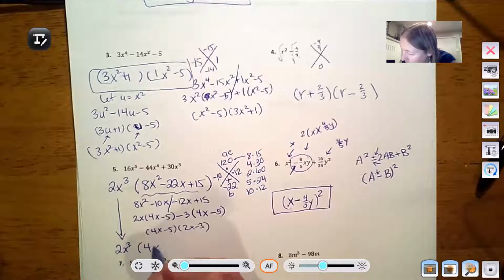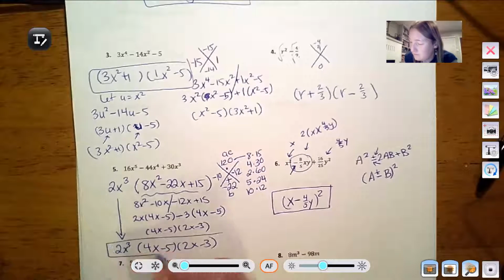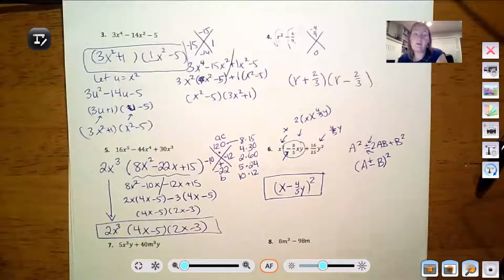So your final answer looks like this. Don't forget about your initial greatest common factor you took out, so that when you multiply these all back, you do get your original problem. Let's do another one with 2 terms.